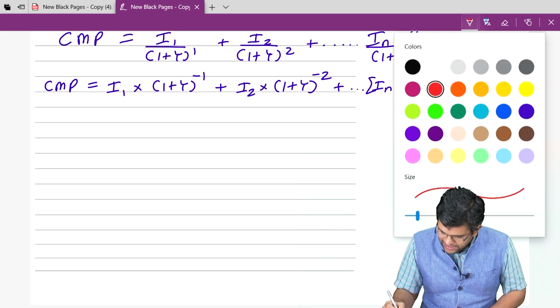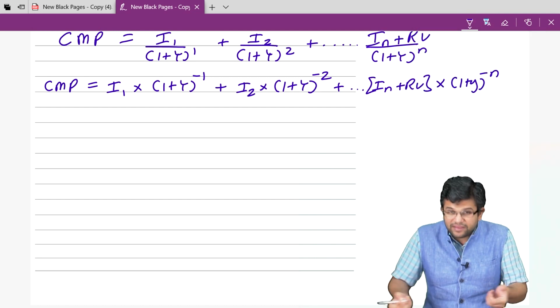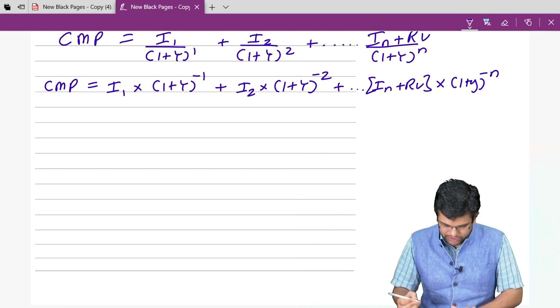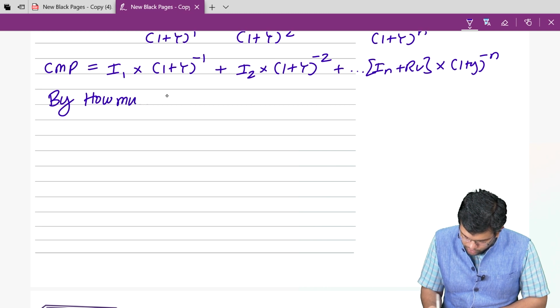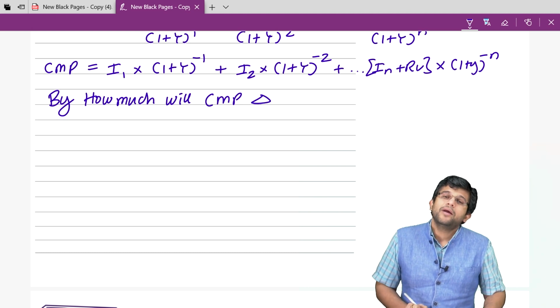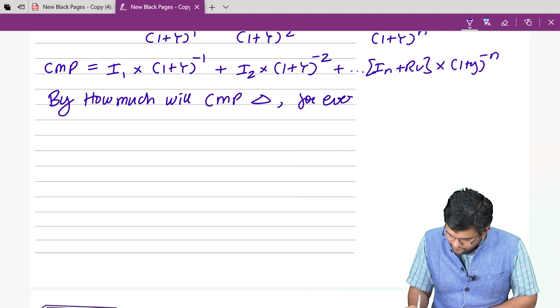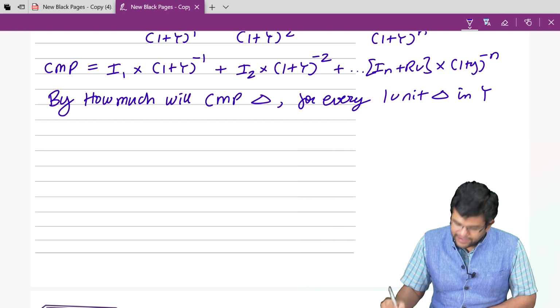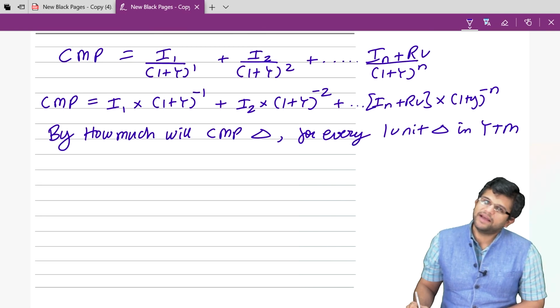Children, I now want to know that if there are two variables which have this relationship in this big equation, by how much will CMP fluctuate for every 1 unit change in YTM? And children, this y of course is nothing but YTM. Everybody clear? This y is nothing but YTM.